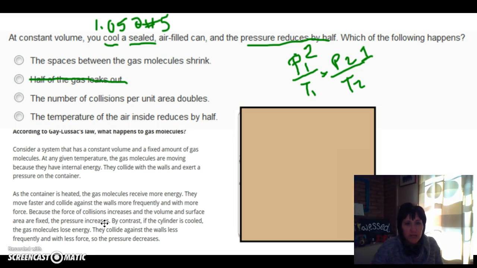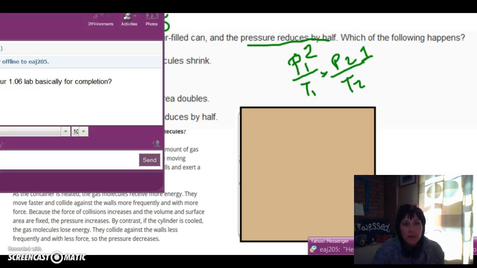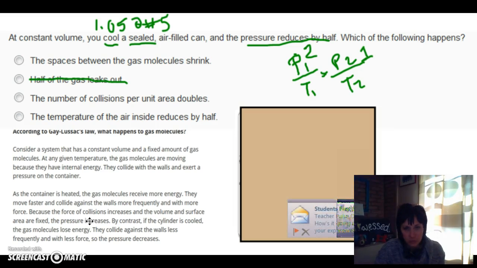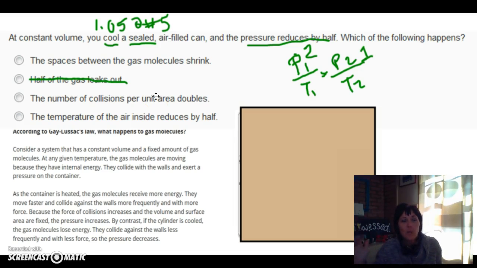Everybody visualizing that? Because that force increases, if we were changing the volume it would increase, etc. Hold on, I'll move that down. You can see here, they collide against the walls less frequently with less force, therefore the pressure would reduce, right? When you look at these kinds of things, think through exactly what's happening at that molecular level.